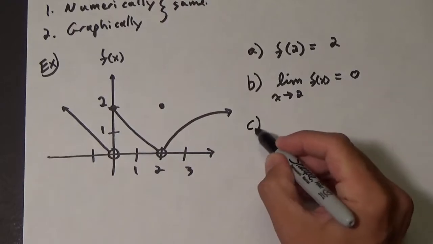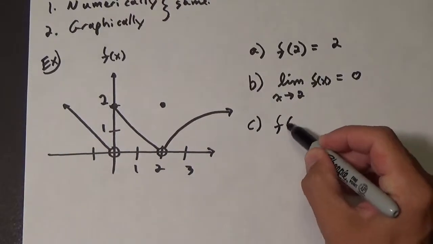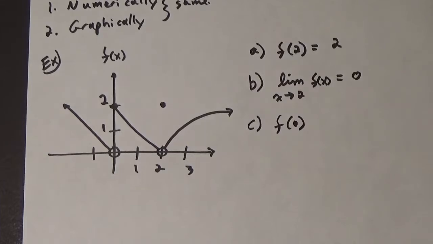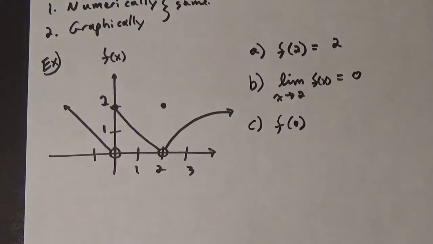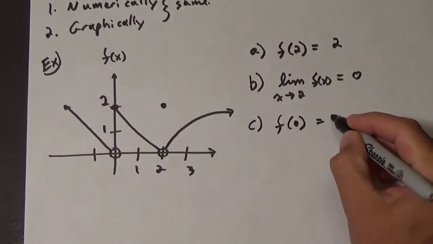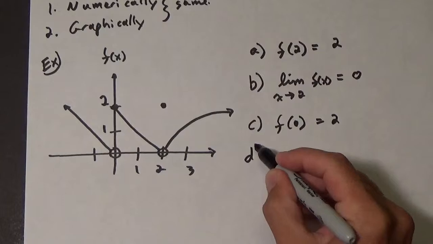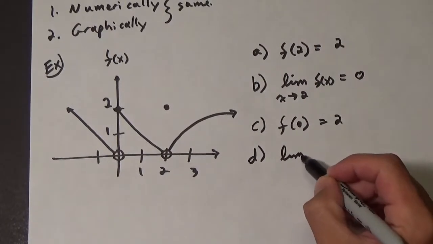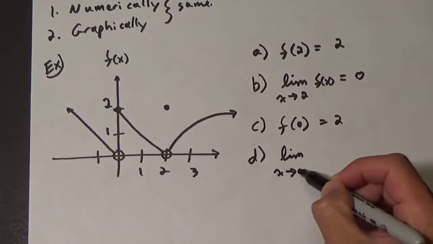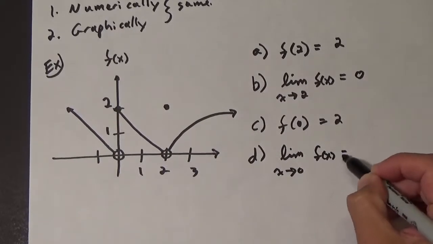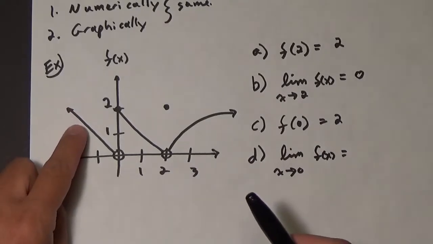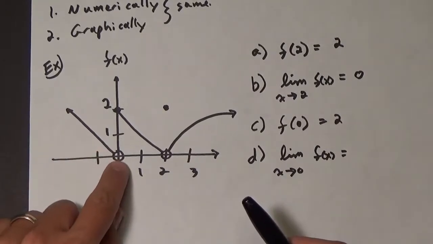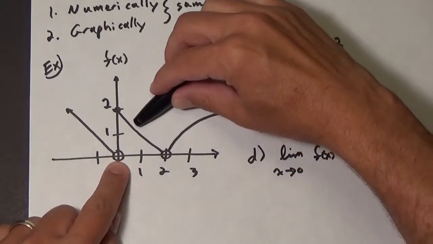How about C? What is f of 0? F of 0, well, here's where the dot is. So it is also 2. But then we have the situation of what is the limit as x approaches 0 of f of x. What does that equal? Now in this case, notice that as I'm coming from the left, I'm going down to 0. As I'm coming from the right, I'm going up to 2.